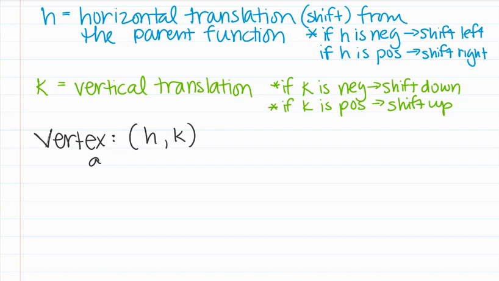The axis of symmetry is then going to be x equals h. Remember, our axis of symmetry is a line that creates like the mirror. And so the equation for the axis of symmetry would be x equals h. The k is our minimum or maximum value.